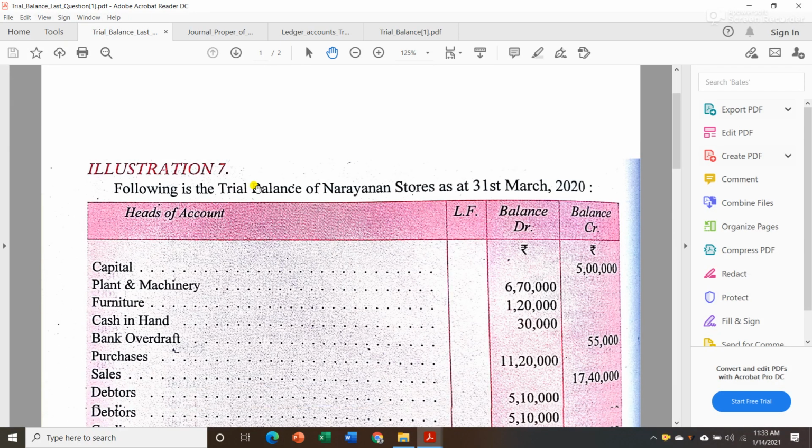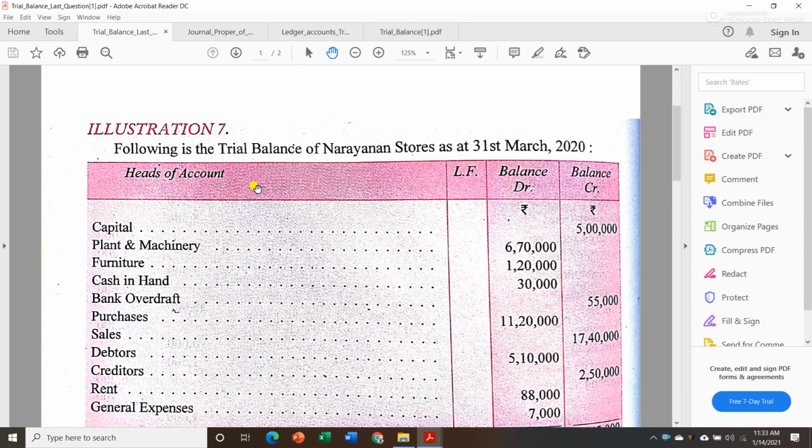Students, in this session we will be discussing the last question for the trial balance topic. In this question we have to prepare journal proper as well as ledger accounts, and then finally we have to draft the trial balance. Now let us see the question first.